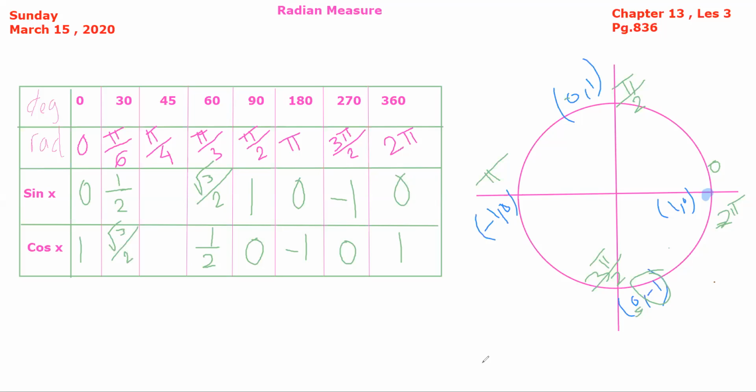So here we have the sine of 30 is 1 over 2, which is the same as the cosine of 60, and cosine 30 is the same as sine 60. And for 45, the sine and cosine are the same, which is square root of 2 over 2, and here also square root of 2 over 2.